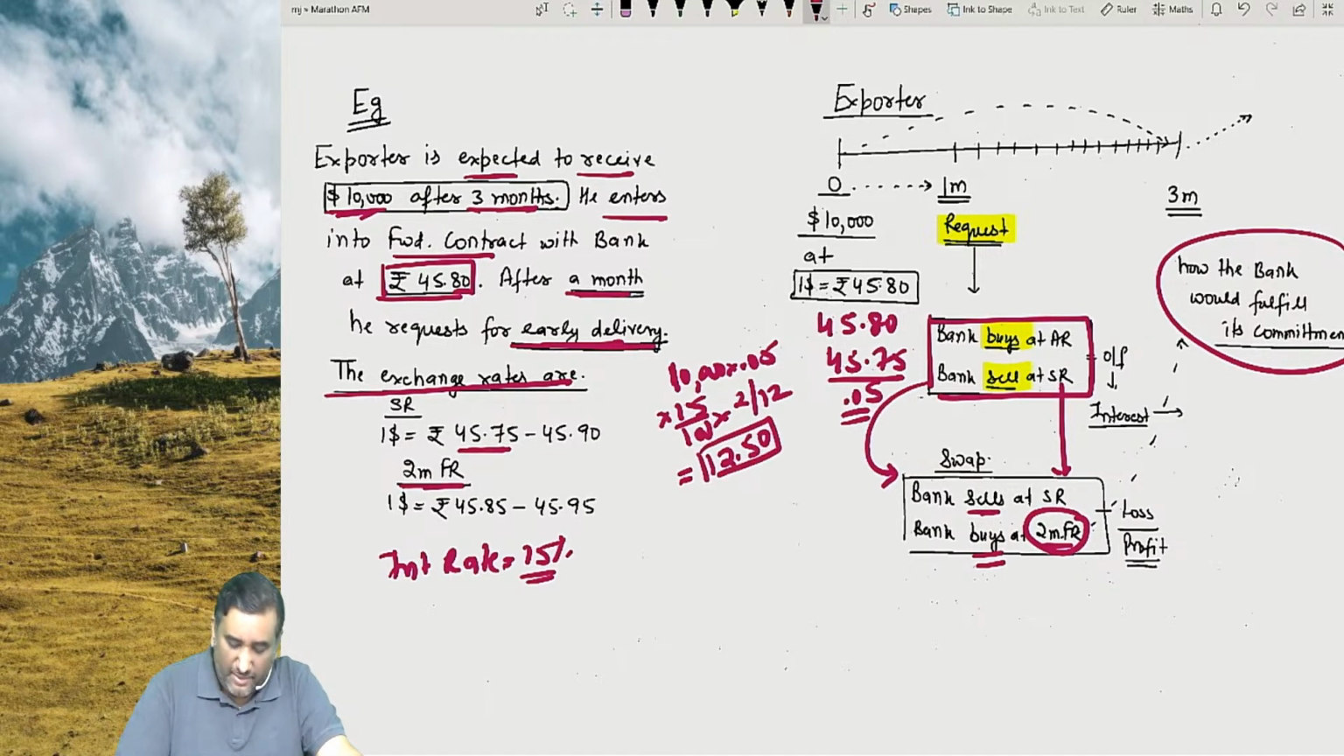Now second is swap. Bank sells at 45.75 and the bank will do the agreement to buy 2 months forward, because it has to fulfill this commitment. In which market? Buying, you are asking ask rate, I am asking also ask rate, but I am asking which market? Bank ask rate 45 point.